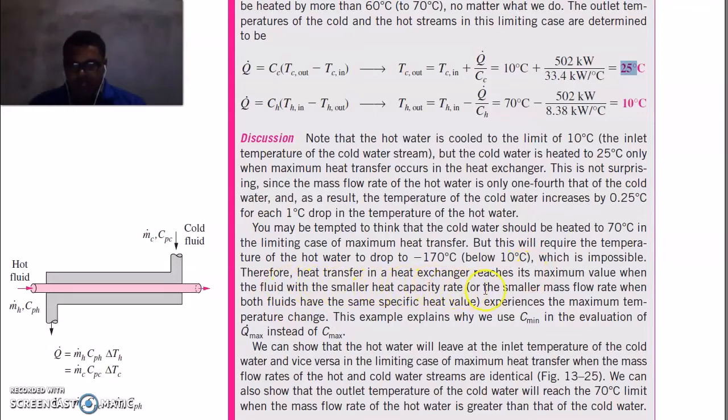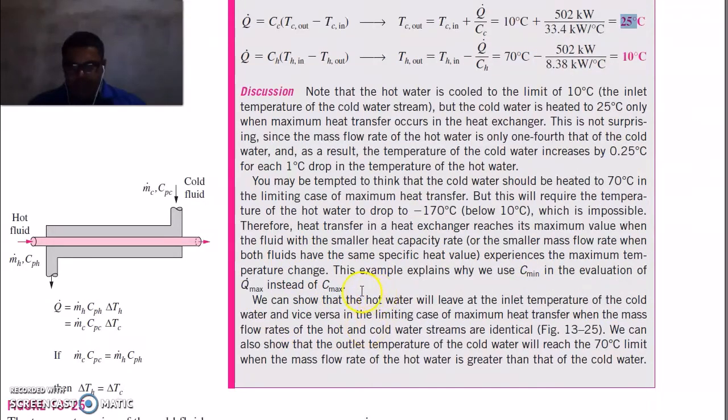Therefore heat transfer in the heat exchanger reaches its maximum value when the fluid with the smaller heat capacity rate, or smaller mass rate, when both the fluids have the same specific heat value, experiences the maximum temperature change. This example explains why we use C minimum in evaluation of Q maximum instead of C maximum.